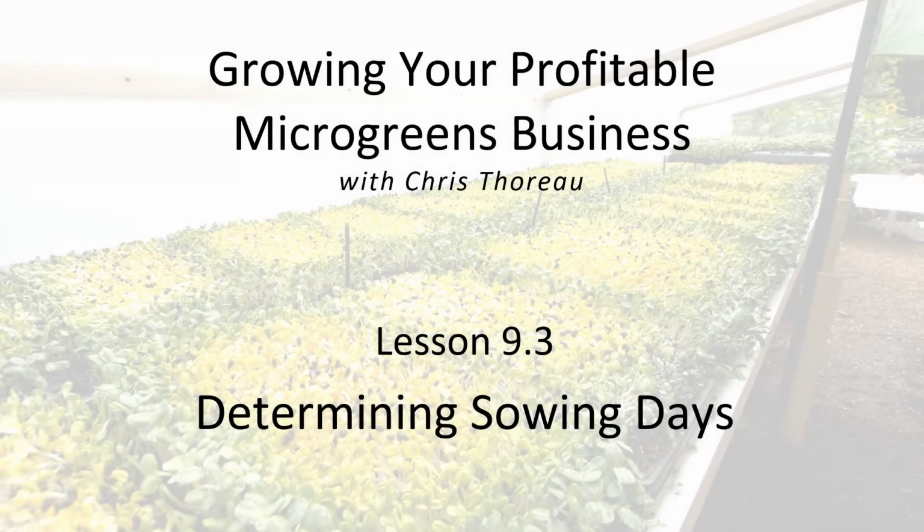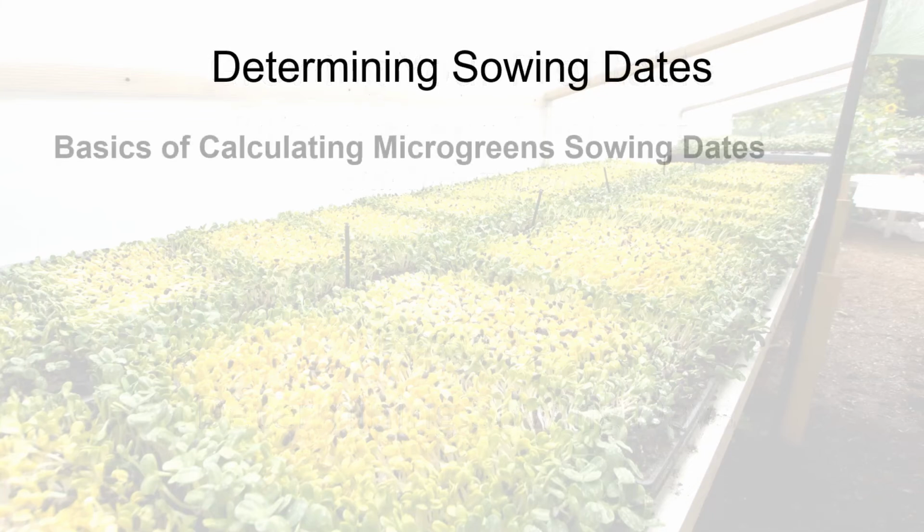In lesson 9.3, we're going to look at the idea of determining your sowing days. This is a very broad concept that's used in any agricultural operation. When do you plant in order to get a harvest at a specific time? A lot of planning goes into running a CSA program, timing things with farmers markets, things like that. So it's not something I'm introducing here as something that's innovative with microgreens.